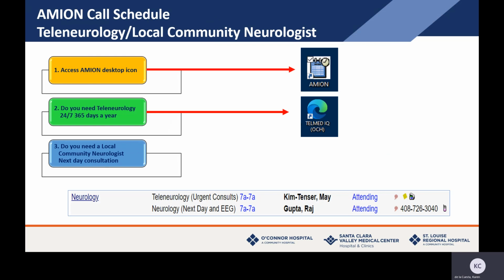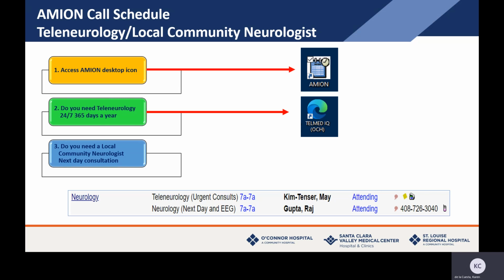So I did already touch a little bit on teleneurology, and I just want to touch more on that. What we use here at O'Connor Hospital, and I apologize if this is repetitive, is what we call MI on call, or the desktop icon. This has the call schedule for not only O'Connor, but for the enterprise, meaning O'Connor, St. Louis, and Valley Medical, or Santa Clara Valley Medical Center. So if I wanted to know who the local community neurologist is, I would go to MI on call. And the question is, do I need teleneurology?